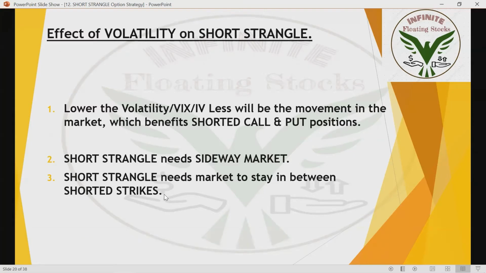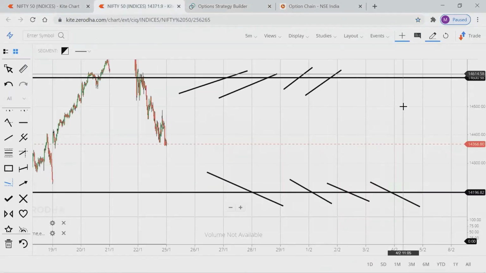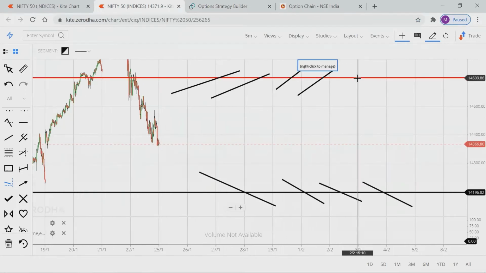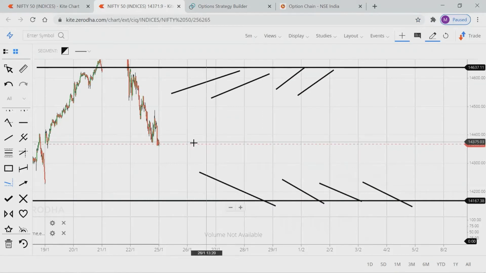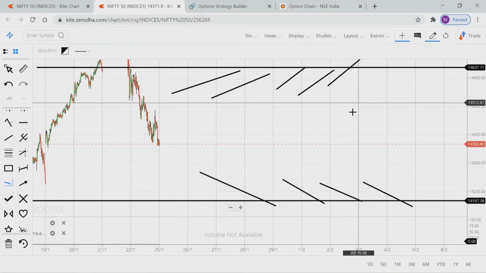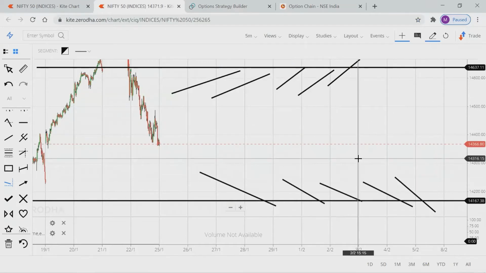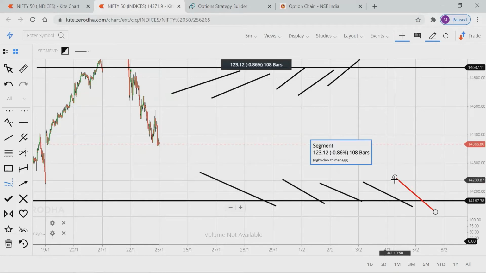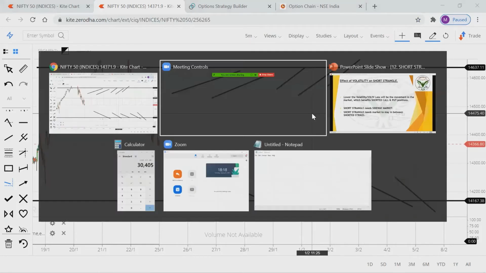So short strangle needs market to stay in between shorted strikes. That's what I told. That boundary, remember that boundary? It's 14,600 and 14,200. Okay, not exactly, but it will be a little bit higher and a little bit lower because of that break-even formula calculation. Market should be staying in that range only for us to be in profits. If it is breaking the upper boundary, no problem, we'll be losing only less money because we will be able to see profits from the PE side. If it is breaking the lower boundary and our stop loss gets hit, no problem, we'll be losing only less money because we'll be able to see profits from the CE side. Okay, because positions are hedged here.